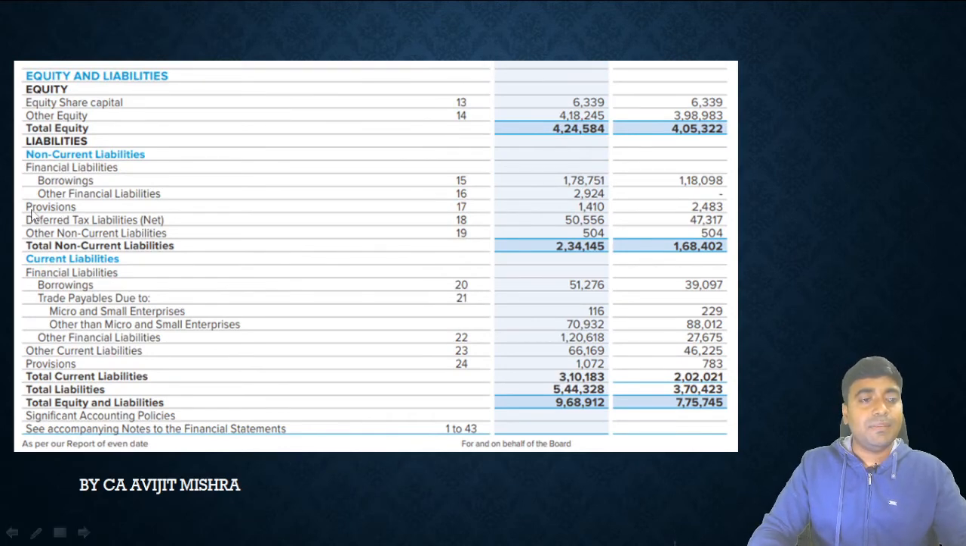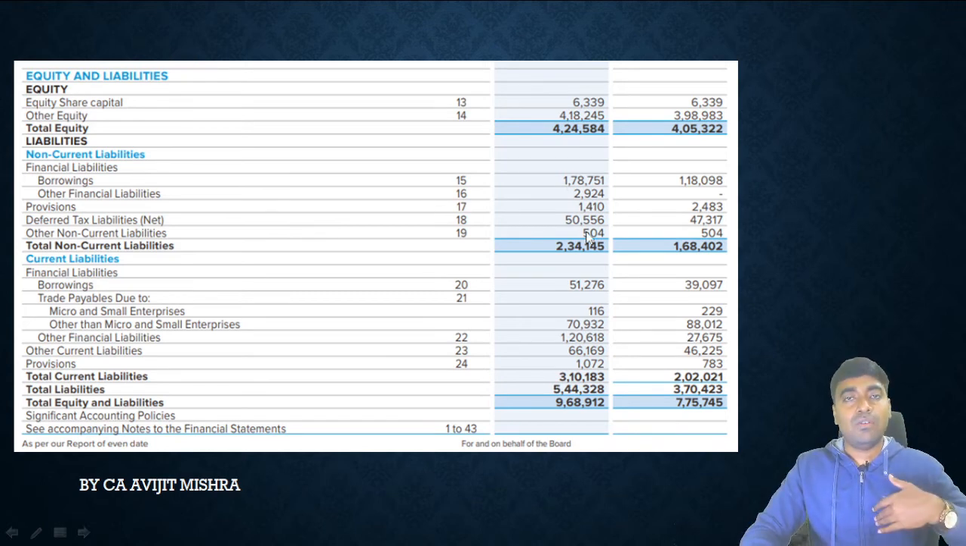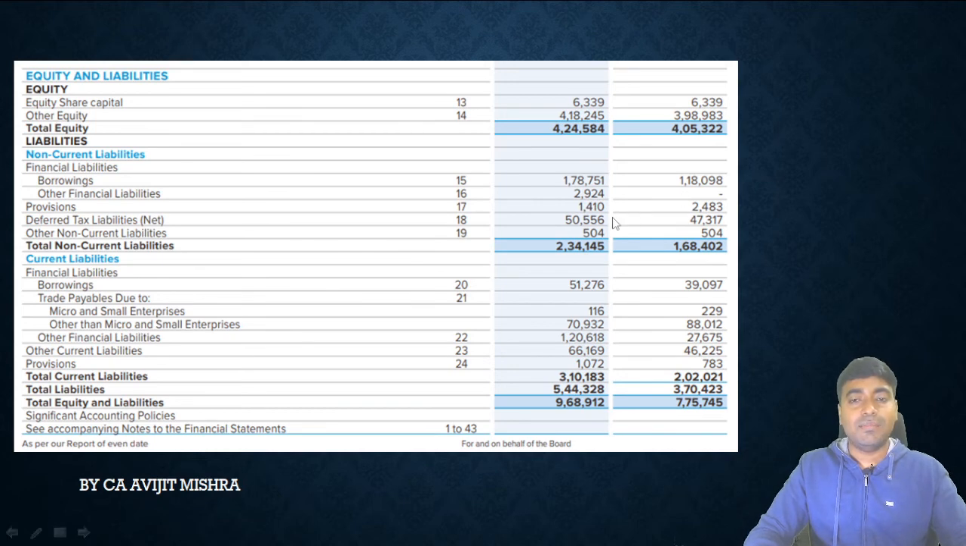The next thing is long-term provision. Long-term provision is basically an amount which is payable after a few years. In the same manner, deferred tax liability and other non-current liability. Remember that deferred tax liability is basically a tax amount which is payable not now but in future, so we are recognizing it right now. Due to that, it is coming as a deferred tax liability. All the non-current liability which is not coming in this category is coming under other non-current liability.